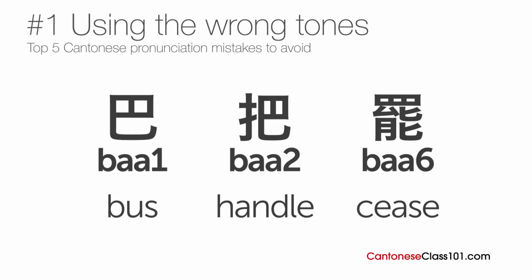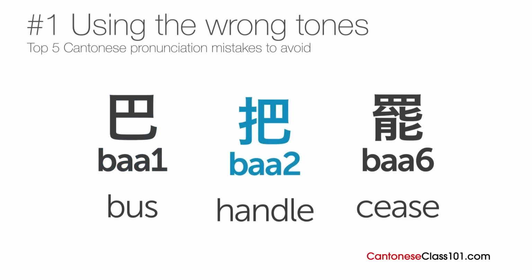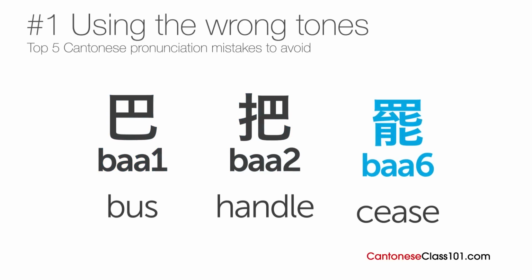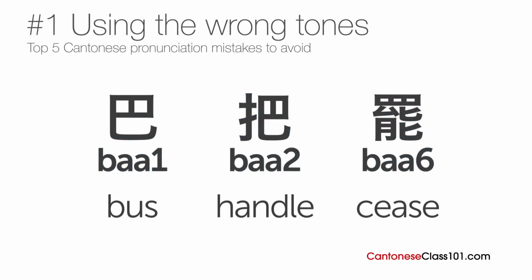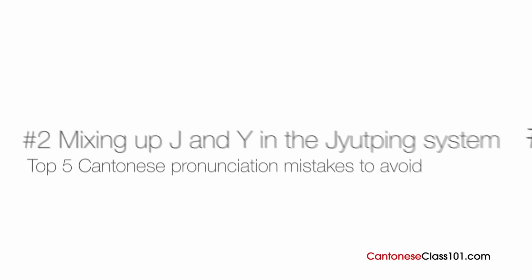For example, 巴、把、把。 As you can see, changing the pitch pattern, otherwise known as the tone, can have a huge impact on meaning. We'll have a look at all of the tones in Cantonese in Lesson 8. Number 2.